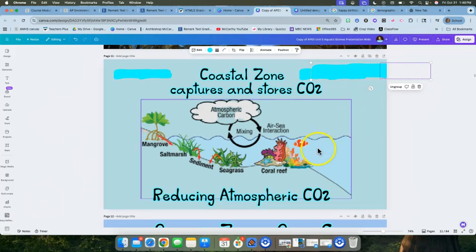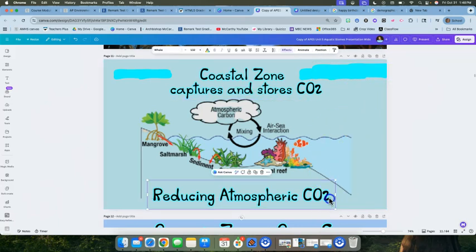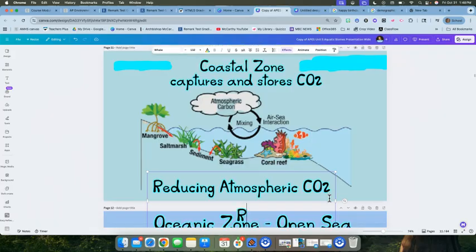If you reduce atmospheric carbon dioxide, which has been put in excess due to what? That's a good answer. Deforestation, what else? Burning fossil fuels. It helps reduce or prevent, let's say prevent global warming or climate change.